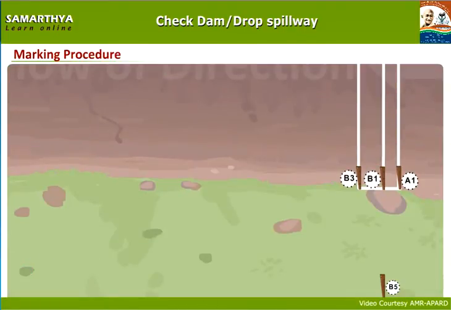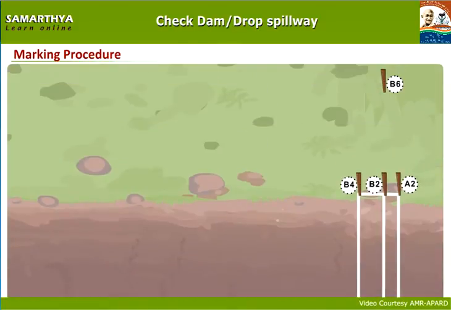Likewise, from left side of B3 at a distance of 3 meters, fix a wooden pole and mark it as B7. Likewise, from right side of B4 at a distance of 3 meters, fix a wooden pole and mark it as B8.